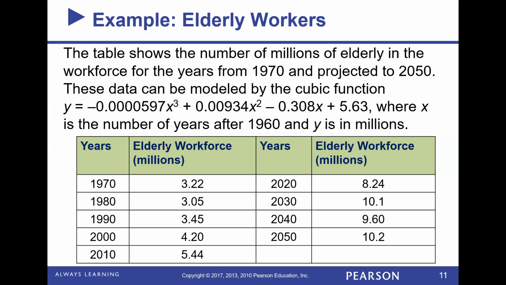Remind yourself that if we're having to use our calculators to see if a model is a good fit, somewhere in the problem it talked about X being the number of years after something. That's very important to make note of, because instead of typing in 1970 in my list 1, you better type in 10, 20, 30, 40, 50, and then here we'll have 60, 70, 80, and 90.